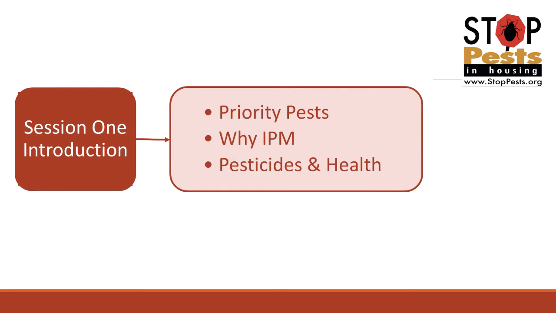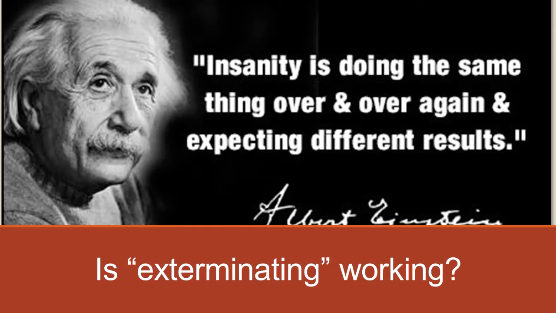We'll briefly discuss the priority pests, but we will cover each of them in more detail in Sessions 2, 3, and 4 of this series. Next, we will discuss the benefits of IPM, and lastly, wrap up this session talking about pesticides and their health impacts. This quote, "Insanity is doing the same thing over and over again and expecting different results," is often attributed to Albert Einstein. We believe that it is relevant to the topic of pest management.